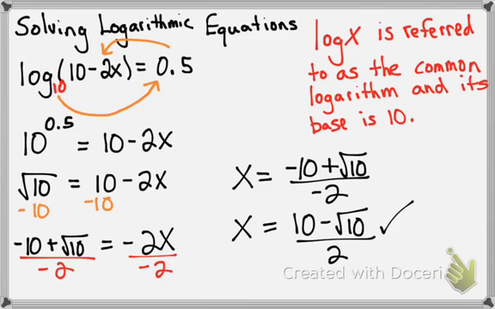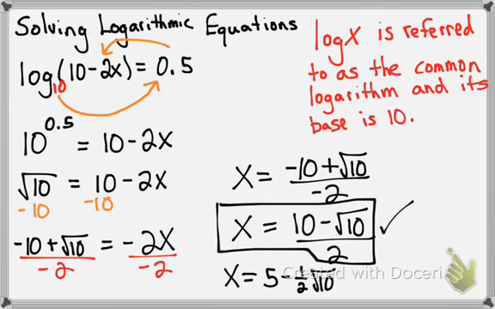But one more way you could possibly write this is x equals, if you do 10 divided by 2, you get 5, and you could write this other one as 1/2 square root of 10. That's another way of writing it, but like I said, this way in the middle here is probably the best way to write it. You could also write that answer as a decimal, and that's your solution.